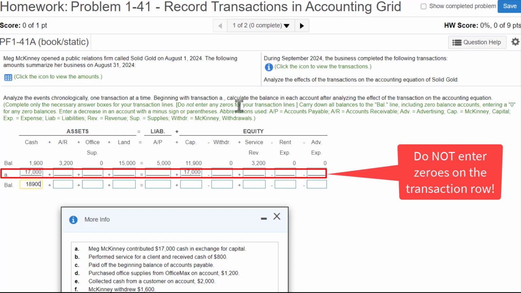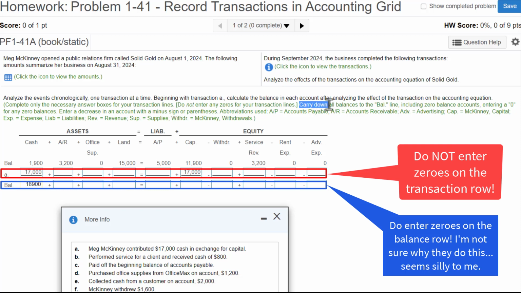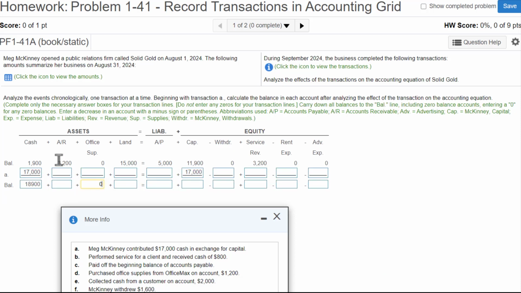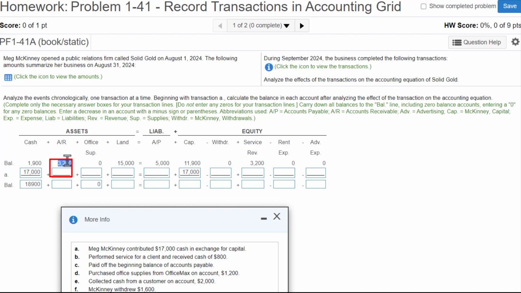Now, getting back to the transaction row, notice I did not put a 0 on the transaction row because that's what it says. Do not enter any zeros for your transactions lines. However, for the balance row, it says carry down all balances to the balance line, including zeros. So in other words, for office supplies, I had to put a 0. Now notice you can copy and paste.